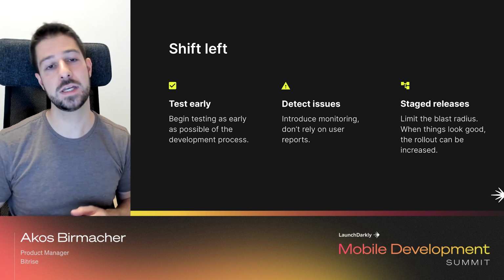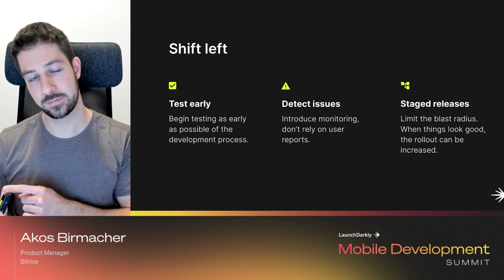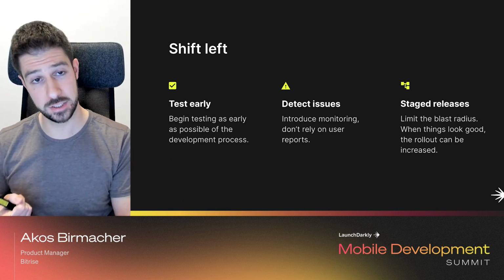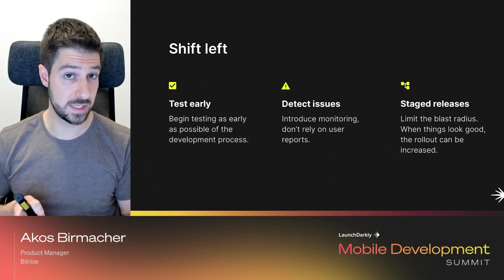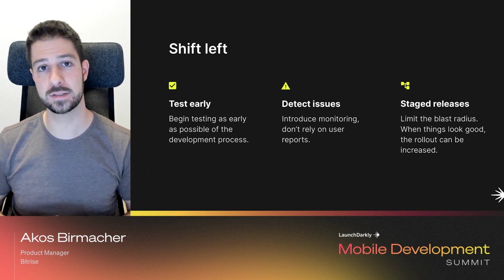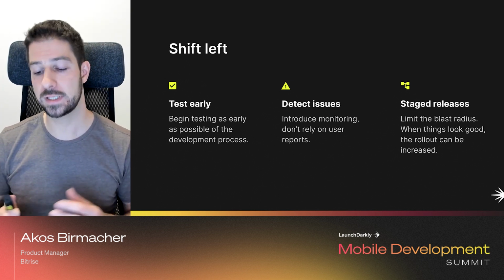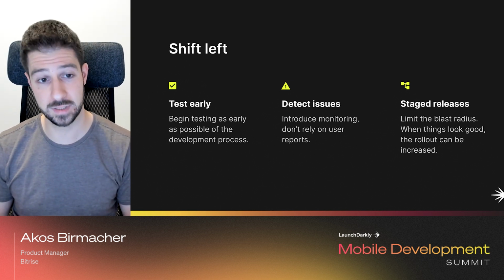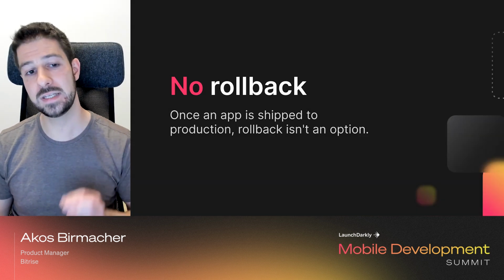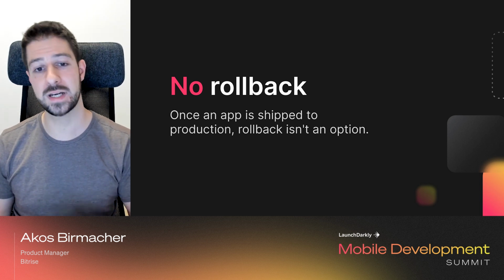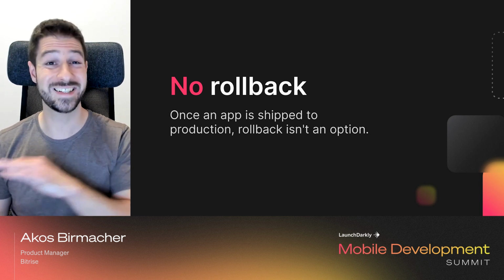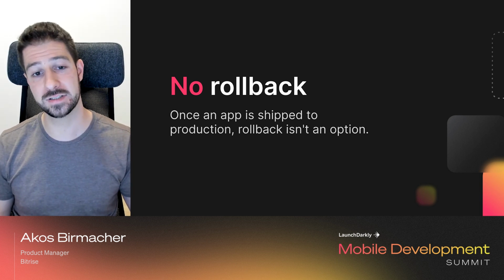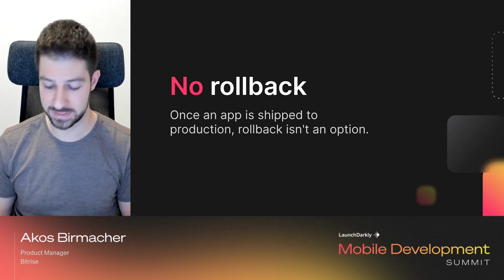So by making sure that you are testing early, preferably in the early part of the development process, and have a way to detect issues, and using stage releases to minimize the impact of any bad release, you can avoid depending on hotfixes and forcing your users to update your application. But even with all of this, after a bug is released to production, you can't take it back. Rolling back a mobile application from production is just not possible.